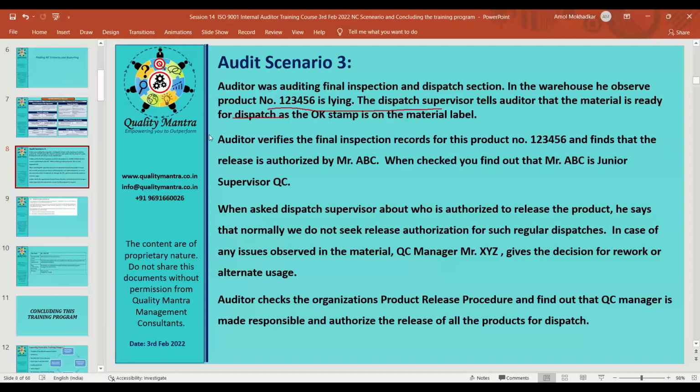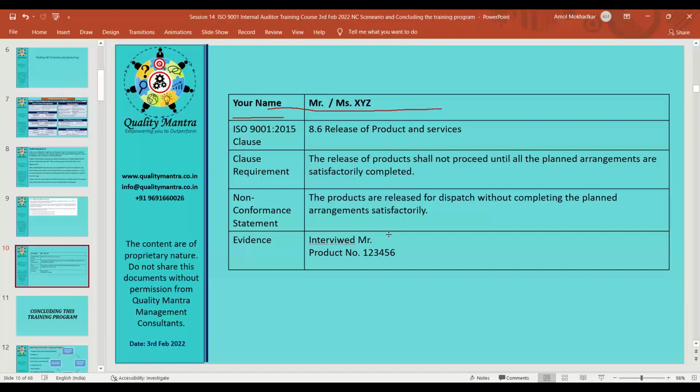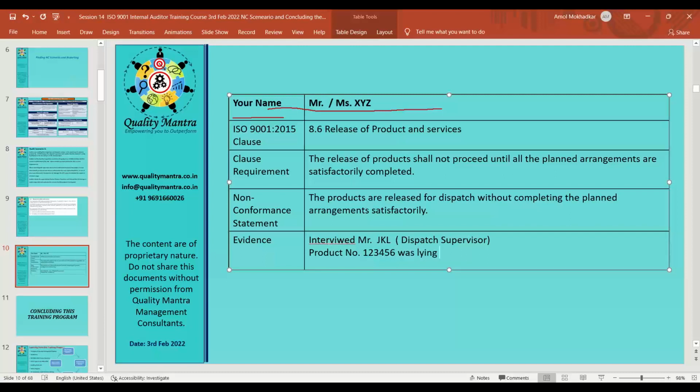Warehouse supervisor. Okay. So now the name of the dispatch supervisor should be there. We have not captured it here, but you can write interviewed Mr. So and so. Okay. JKL. He was a dispatch supervisor. You interviewed him. Product number 123456 was lying ready for dispatch.